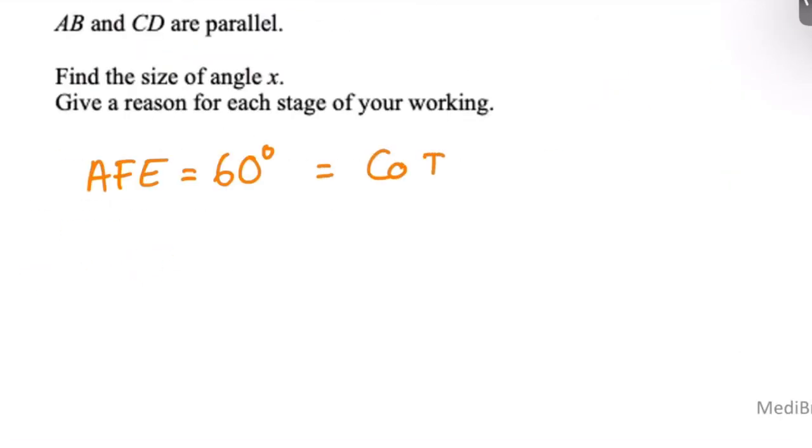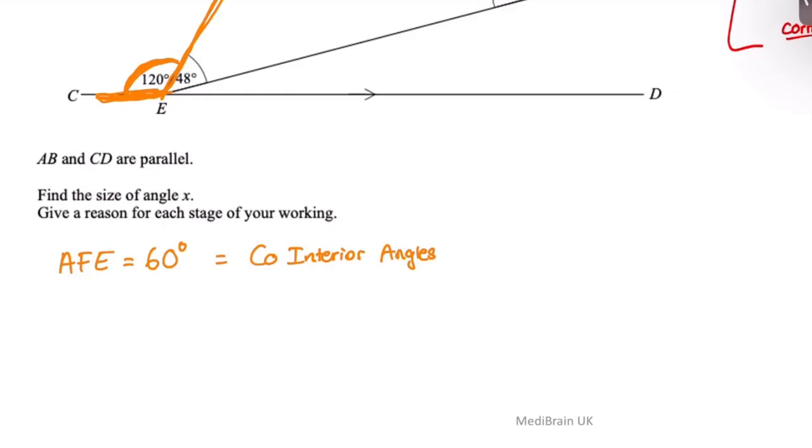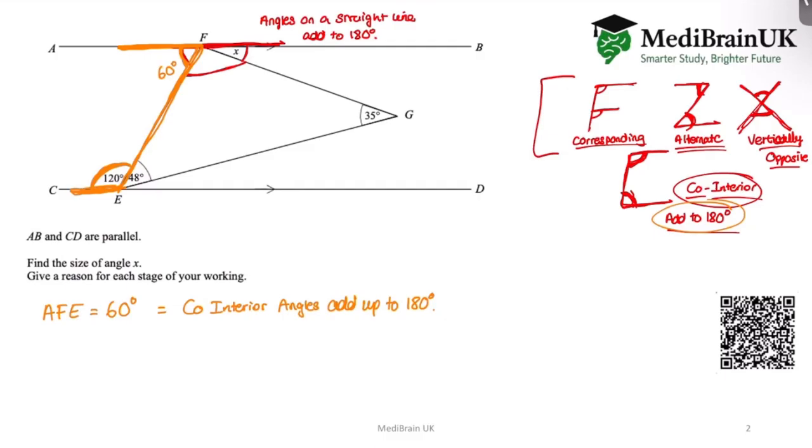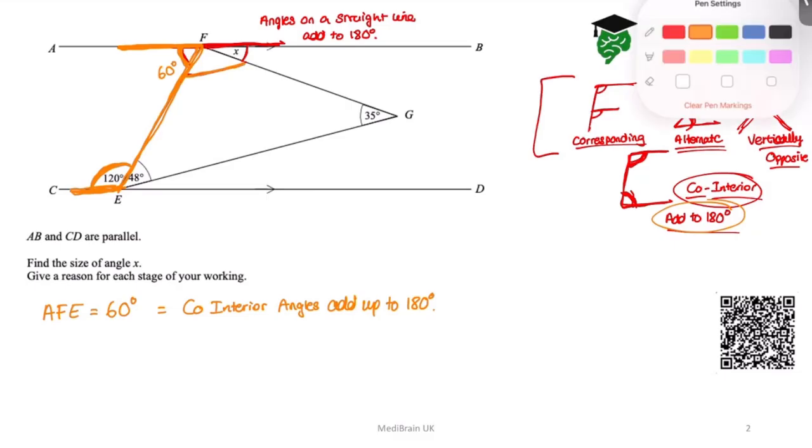So co-interior angles add up to 180 degrees. Okay, so we've worked out this angle. Now we need to work out this red angle, and then we can work out what the x angle is going to be. And we can see that we have a triangle over here.